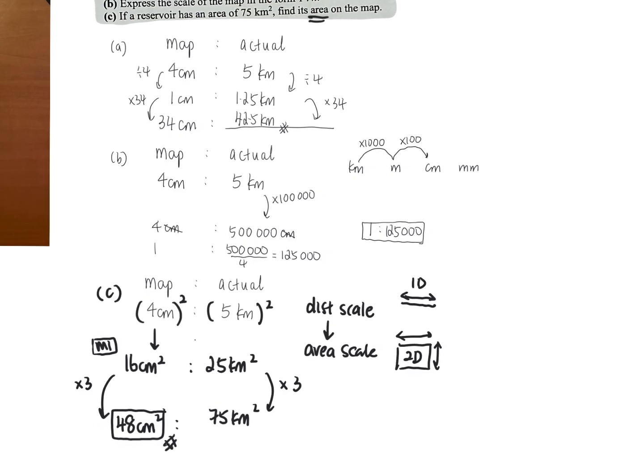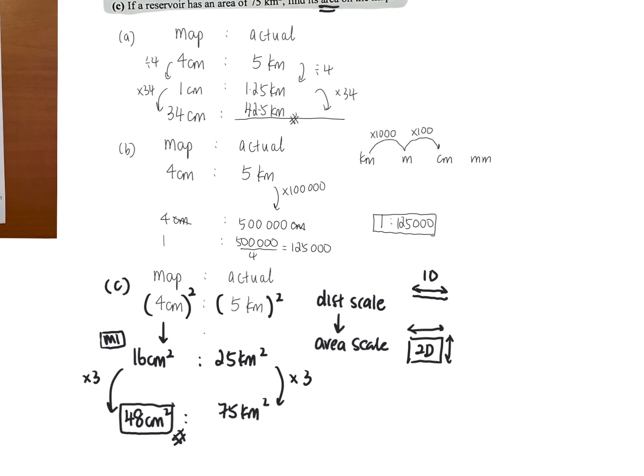Okay? So question 1, the only thing is you will lose mark here. Remember to change to an area scale. Okay, by squaring both sides. Squaring both sides of the scales. So this is the most important step.